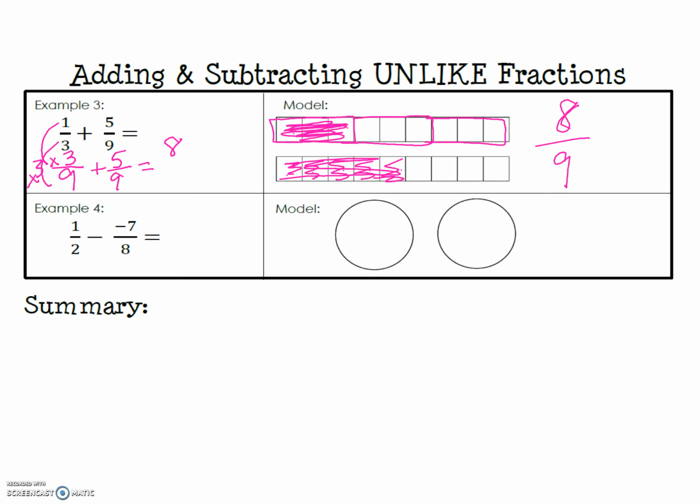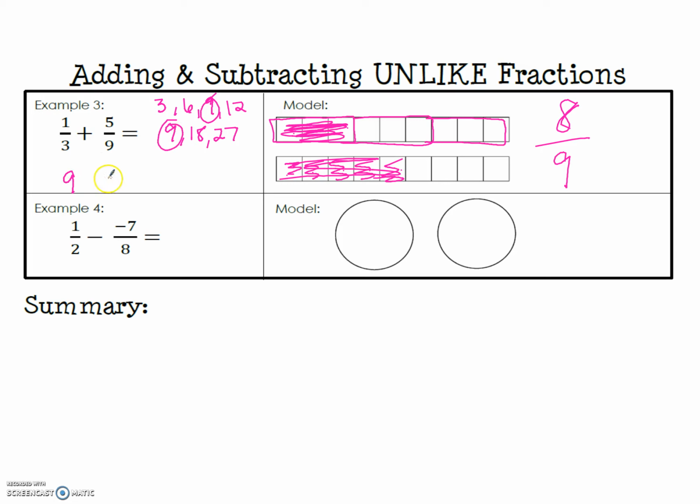Okay, so now let's look at the shortcut as to how we can do it by using a common denominator. If we look at 3 and 9, which are our denominators, we find the least common denominator. So we look at our multiples of 3. So we have 3, 6, 9, 12. And then our multiples of 9: 9, 18, 27. And we see that they have 9 in common. So our least common denominator is 9.